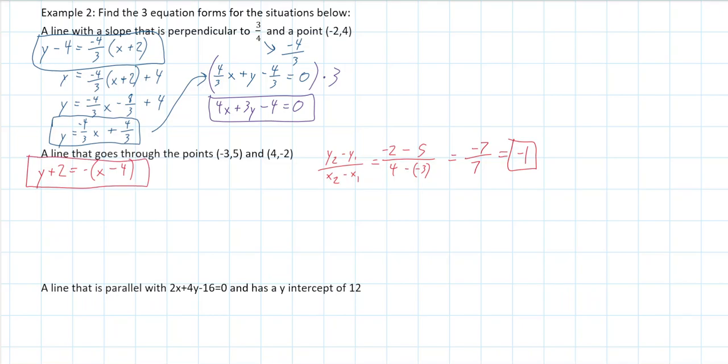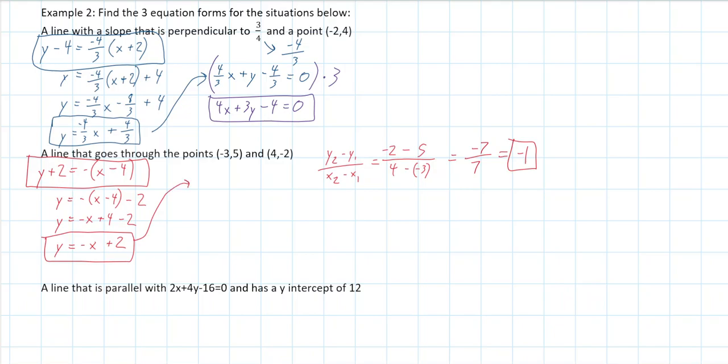Then we're going to rearrange this to solve for y. So we're going to move the plus 2 over to make it a negative 2. Then when we put the negative inside the brackets, we're going to get negative x plus 4 minus 2, and we're left with y equals negative x plus 2.